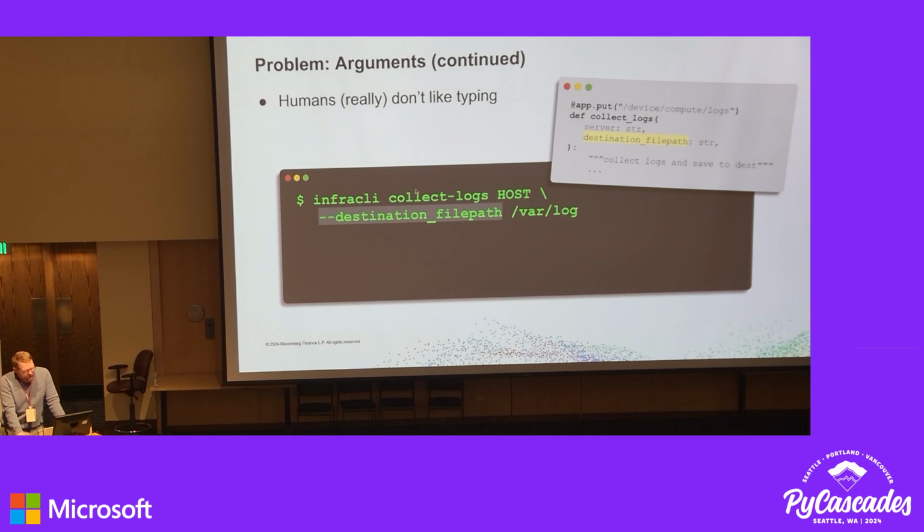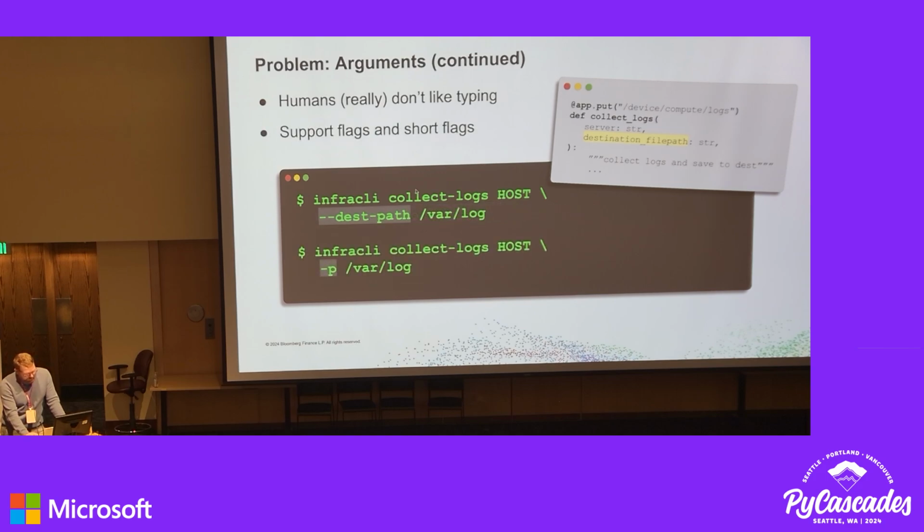So why not have the ability to specifically define the CLI flag and short flag used to represent a given API parameter? Like this. Now, to specify the destination file path, you can use --dest path or just -p. Again, little improvements like this go a long way in improving the CLI user's experience.